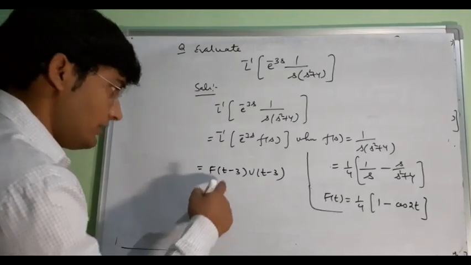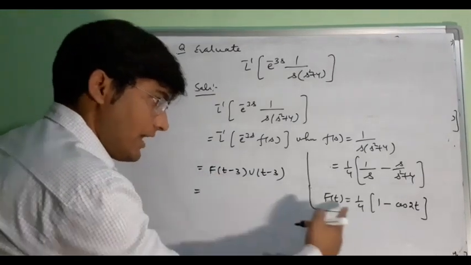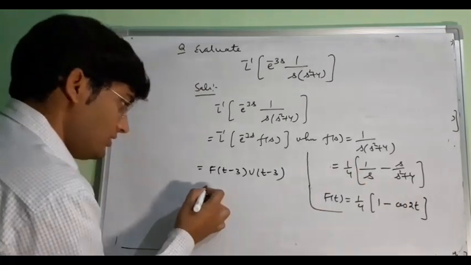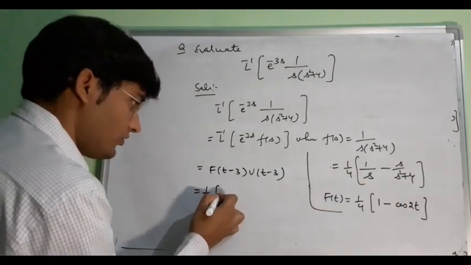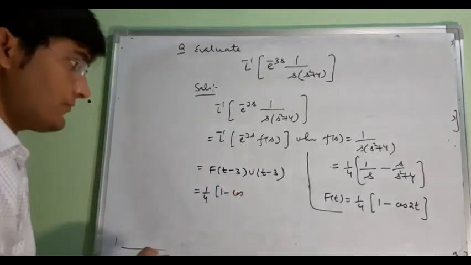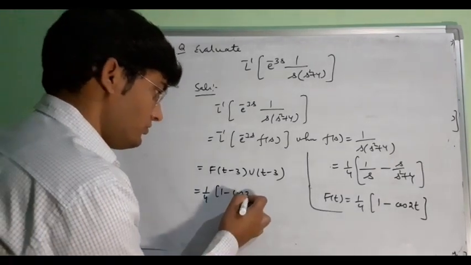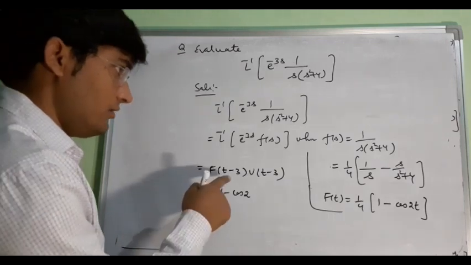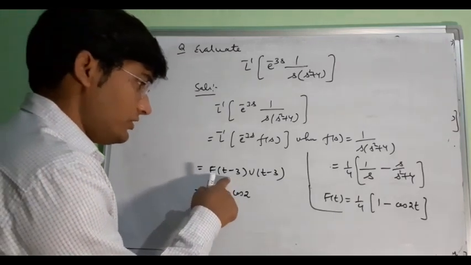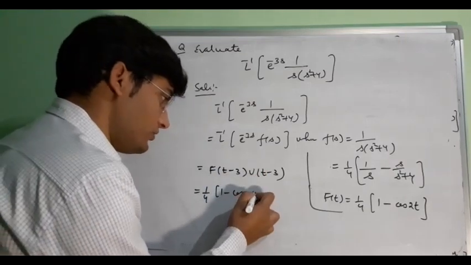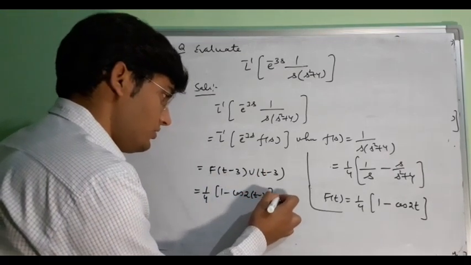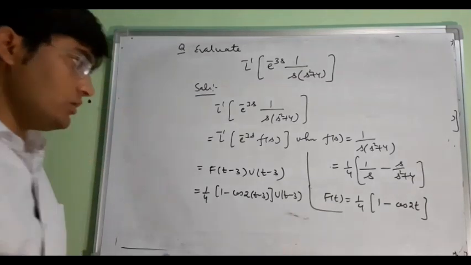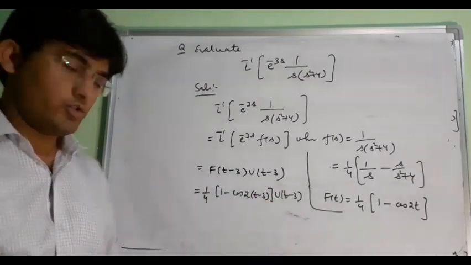So in place of f we will have to replace this function. So our answer will be 1 by 4 (1 minus cos 2). Now here I have t minus 3, so our t will be replaced by t minus 3. So this will be (t minus 3) into u(t minus 3). This is your answer.